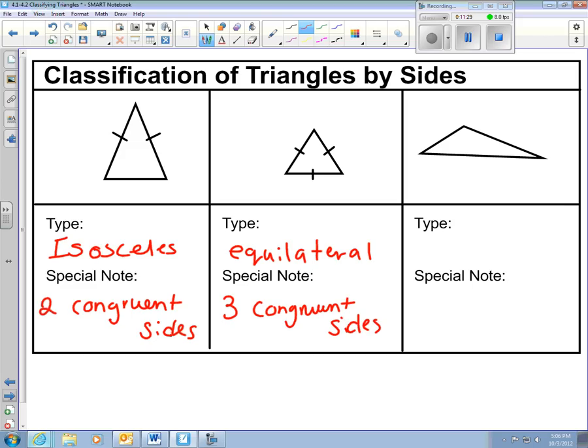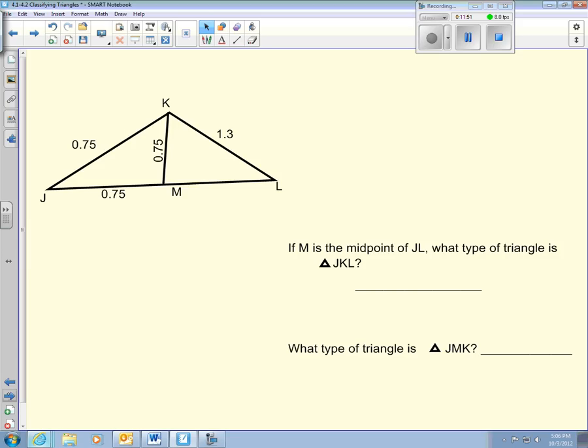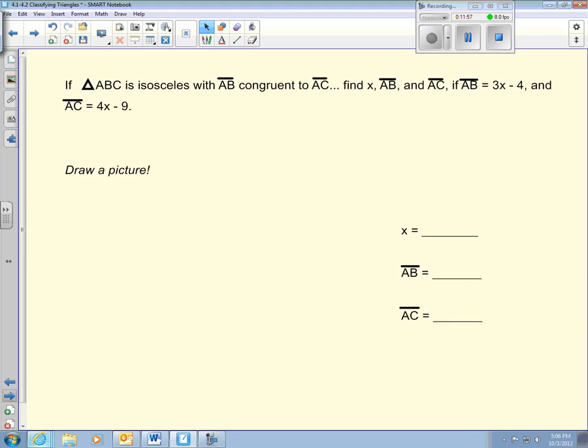And then we look at the last one, and none of them have hash marks to represent that they're congruent. So we call this one scalene. It's kind of a fun word to say, scalene. And these have no congruent sides. All right, so we have those three by classification. So I want you guys to take a look at our last two problems here. Give them a go, and then tomorrow we will take a look at these. So see you then.